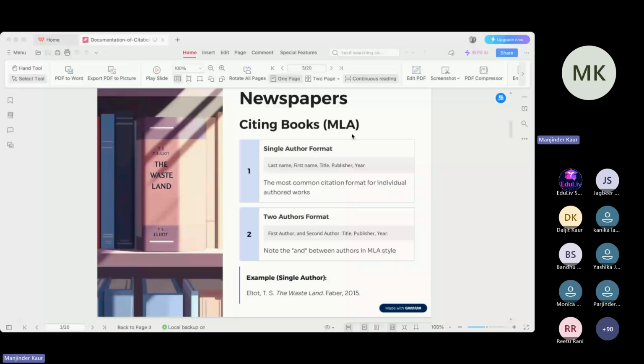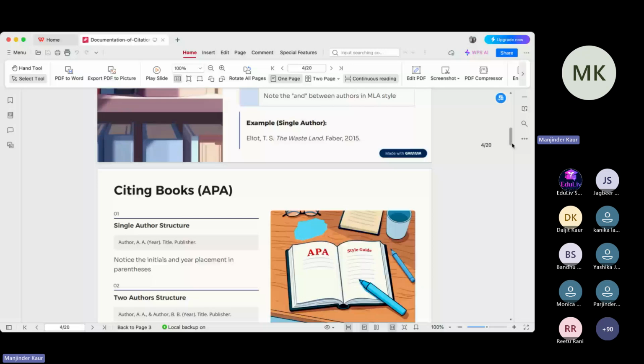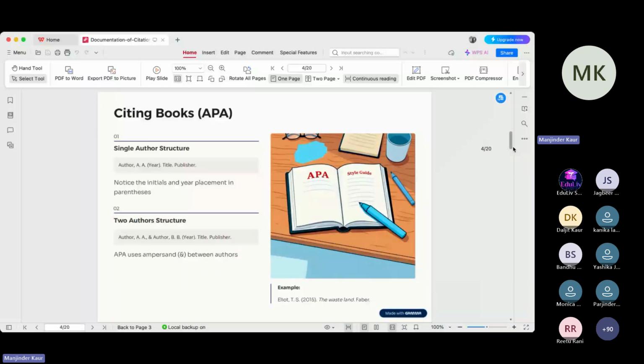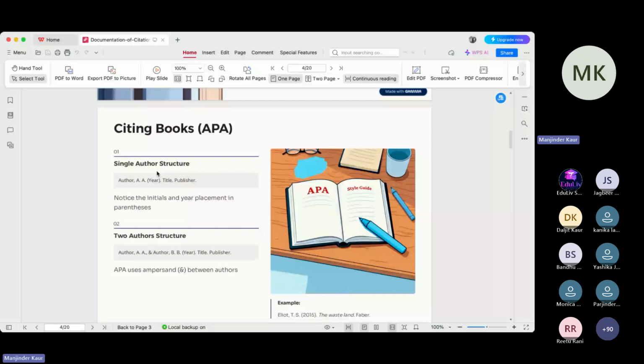So this was MLA, citing books. Now on the next slide, we come to citing books as per APA, right? Author, comma, name of the author, and in parentheses we have the year of publication, followed by the title, after that also a period, and then the publisher. So you can see the difference, right? And if there are two authors, APA uses the symbolic form of and, known as the ampersand, right? Are we clear?